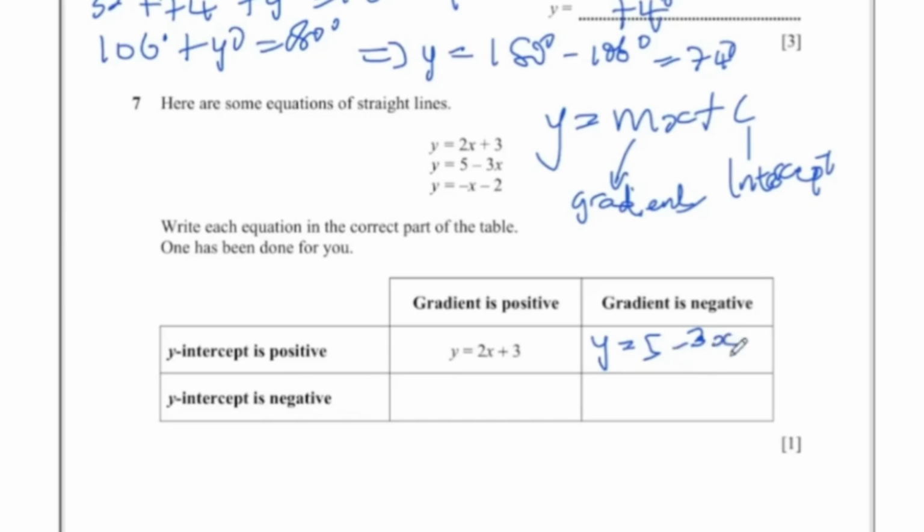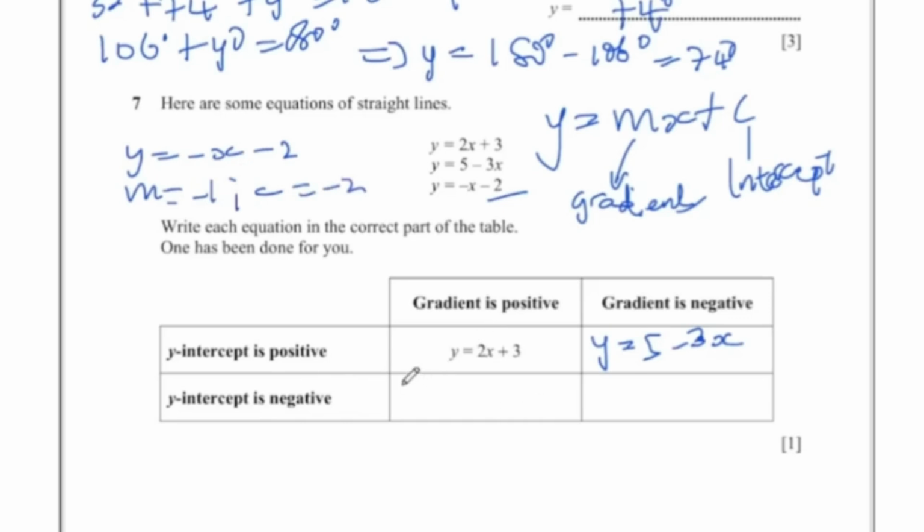So this is correct, it should be here. Okay, now the second one, minus x minus 2, here we see that the y-intercept is negative. Minus 2 is a negative number. Then also, the gradient is minus 1 there. So in y is equal to minus x minus 2, m, which is the gradient, is minus 1, and c is equal to minus 2.